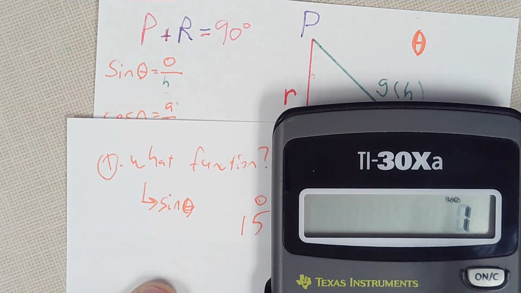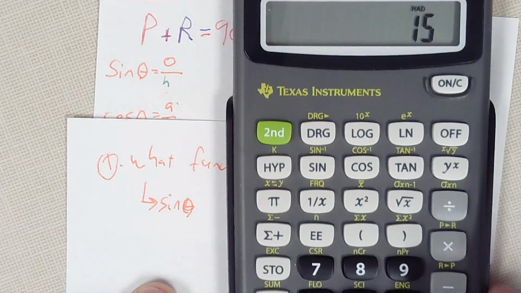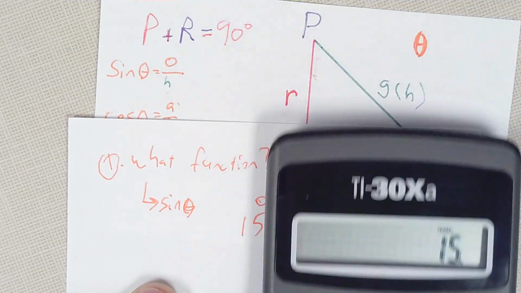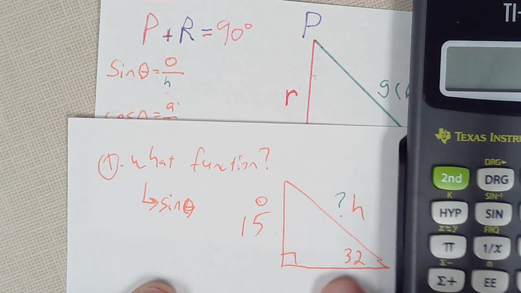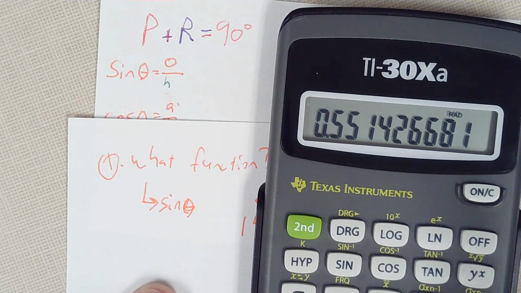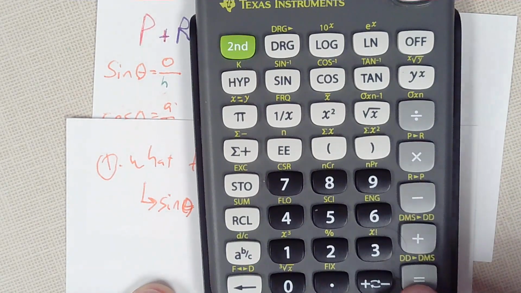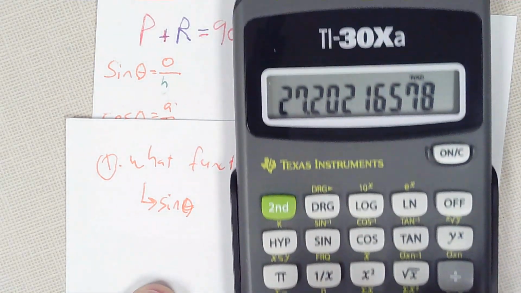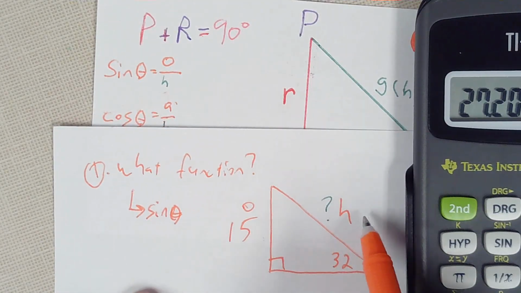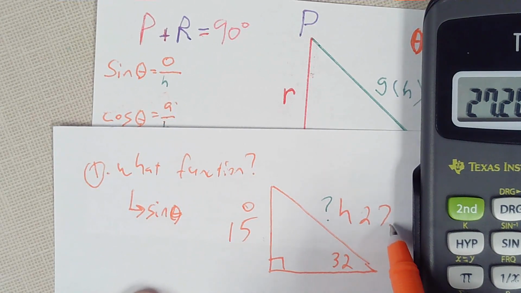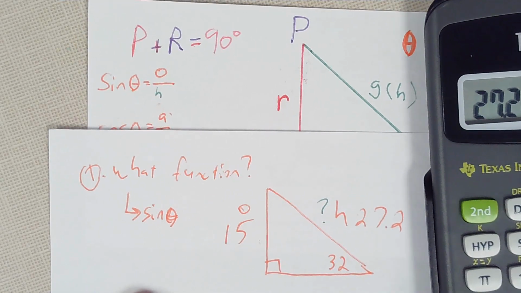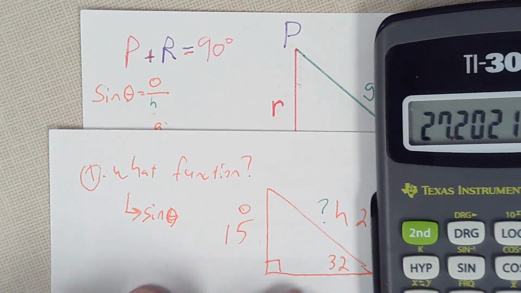All right, so I go 15 divided by the angle 32 sine equals 27.7. Right, so this is 27.2. I said 20.7, that's that, right? Which makes sense, right?